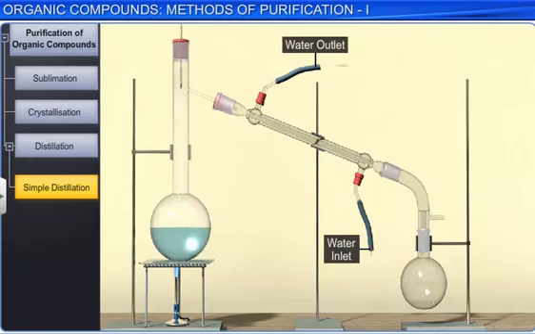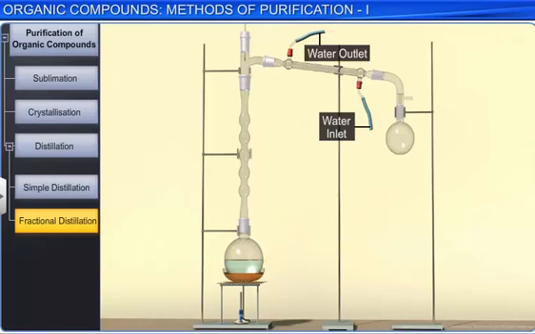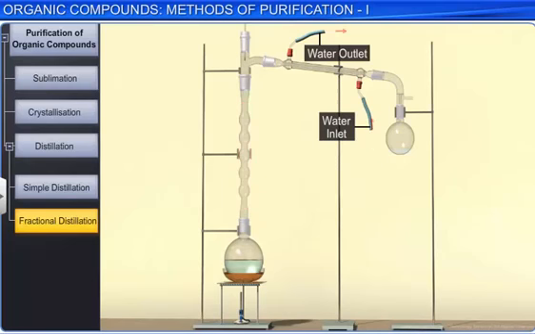Another technique called fractional distillation is used to separate liquids which have small difference in their boiling points. In this technique, a fractionating column is fitted over the mouth of the round bottom flask. The purpose of the fractionating column is to increase the area of the cooling surface and to provide hurdles to the ascending vapors. The vapors of a liquid mixture are passed through this column before condensation.